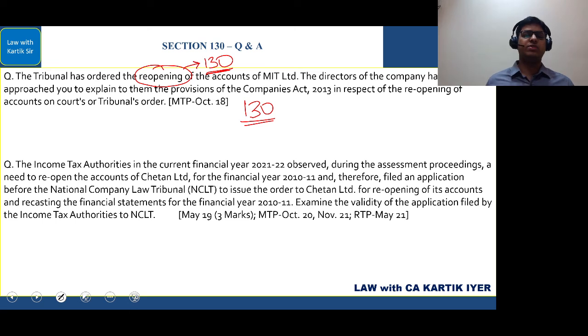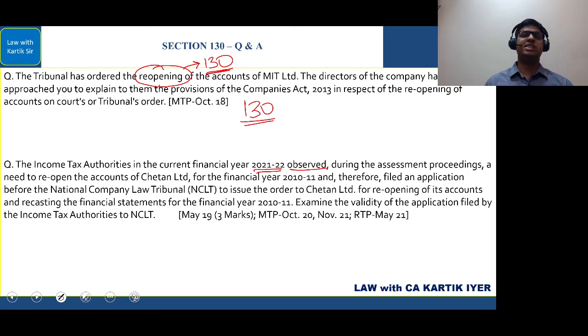Okay. Next one. The income tax authorities in the current financial year 2021-22 observed during the assessment proceedings a need to reopen the accounts of Chetan Limited for the financial year 2010-11 and therefore filed an application before the NCLT to issue the order to Chetan Limited for reopening of accounts and recasting the financial statements for the financial year 2010-11. Examine the validity of the application filed by income tax authorities to NCLT.